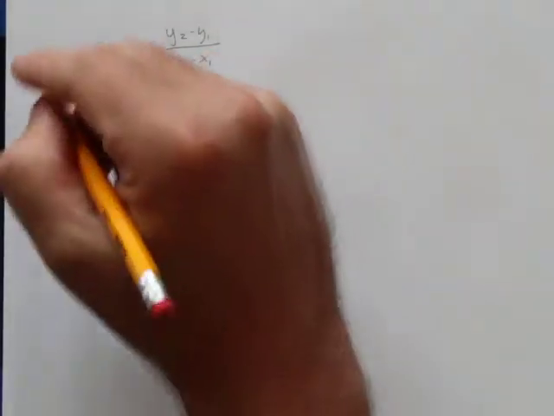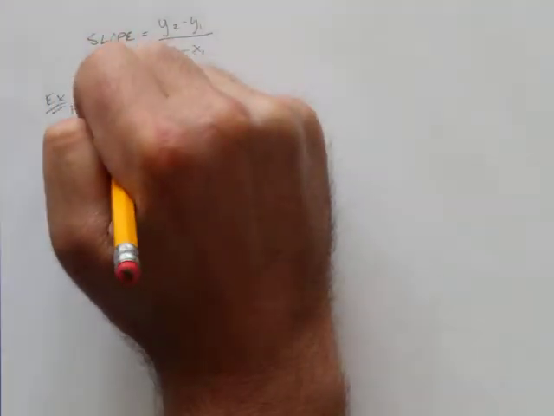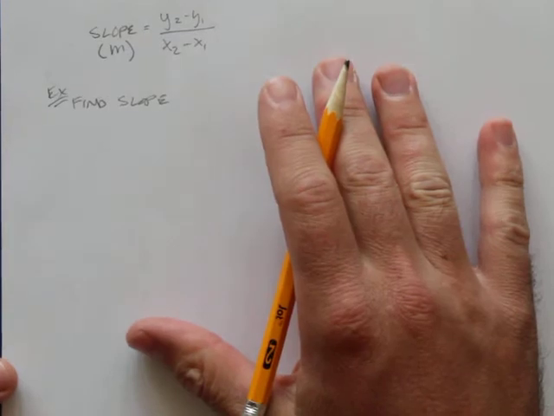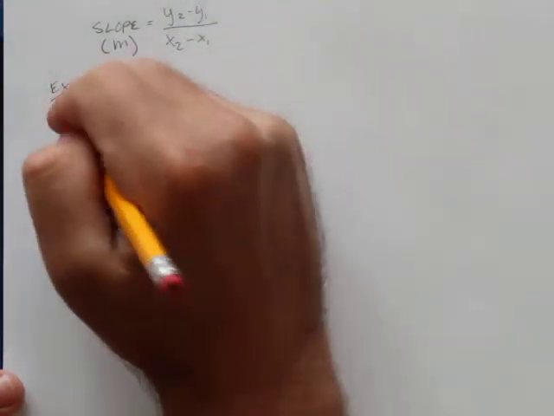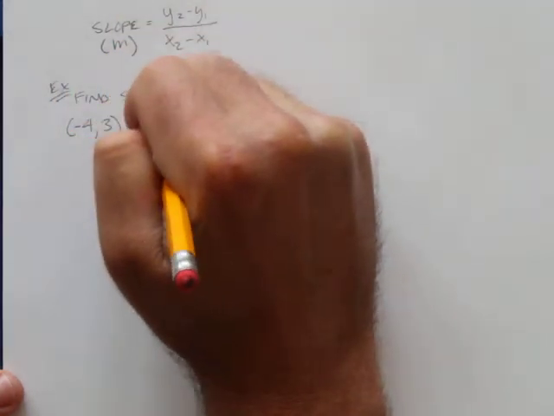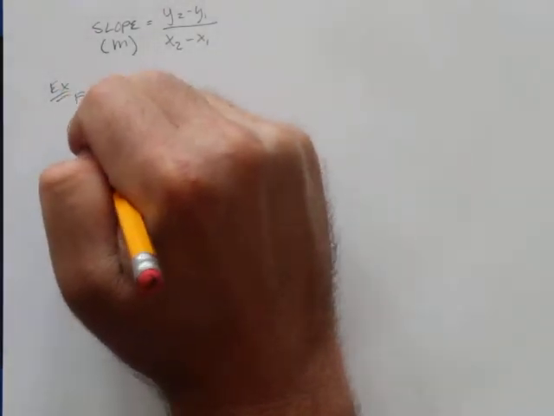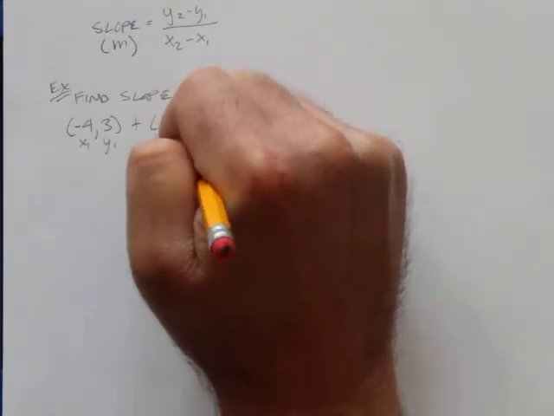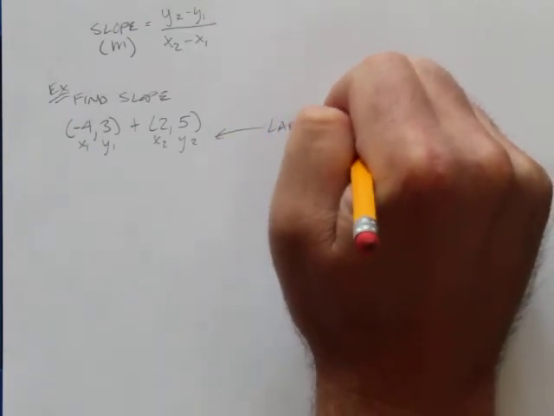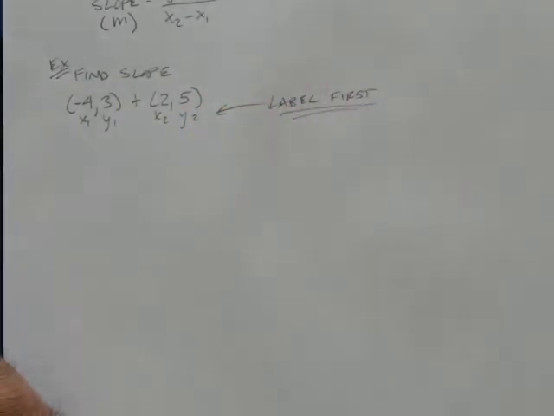So we're going to do an example. We're going to find the slope. This should be review from Algebra 1. We're going to find the slope given 2 points. I've given 2 points, -4, 3, and 2, 5. And so the first thing I do is I label x1, y1, x2, y2. Label first. It's the first thing I do. And that helps the whole rest of the process go much more smoothly.